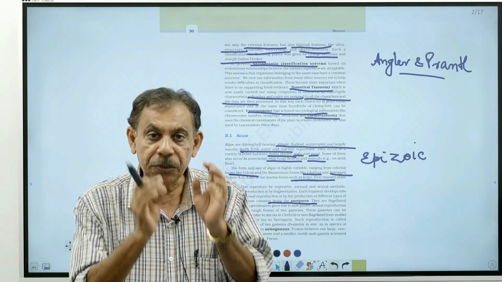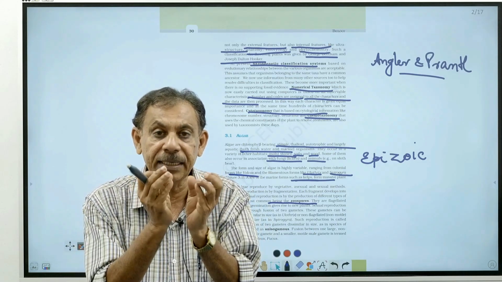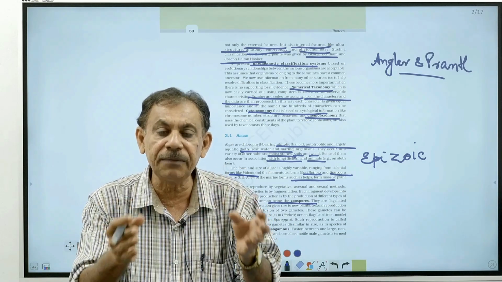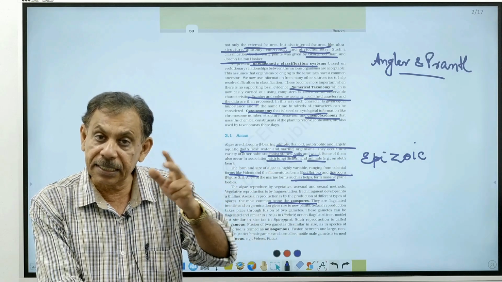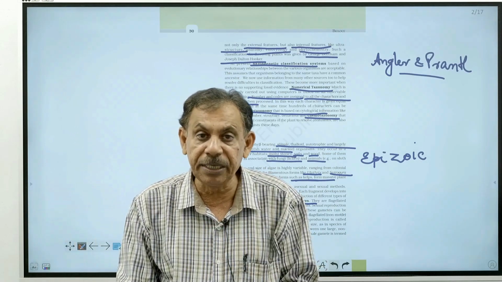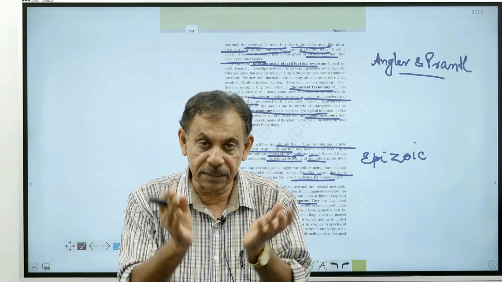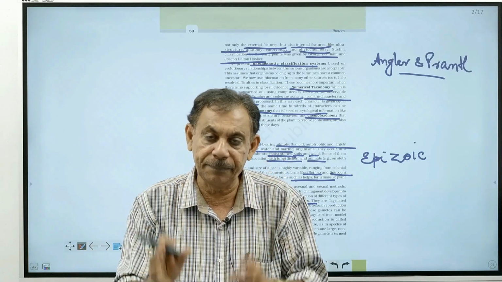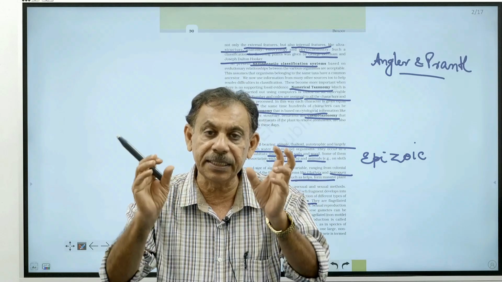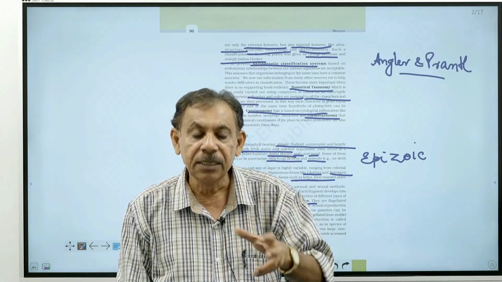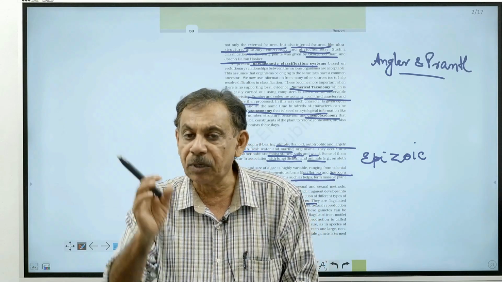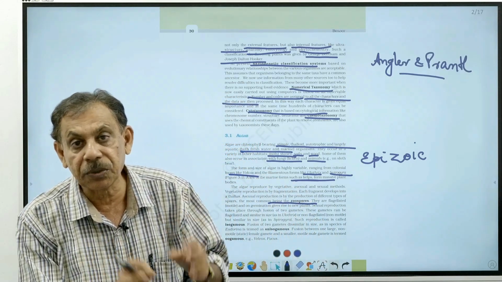Isogamy: fusion of gametes of identical size and structure. We cannot identify which is male and which is female. Second is anisogamy. In anisogamy, one is large and another is small. Structurally they are the same, but they differ in size. The large one is the female gamete, macrogamete or megagamete. The small one is the microgamete.